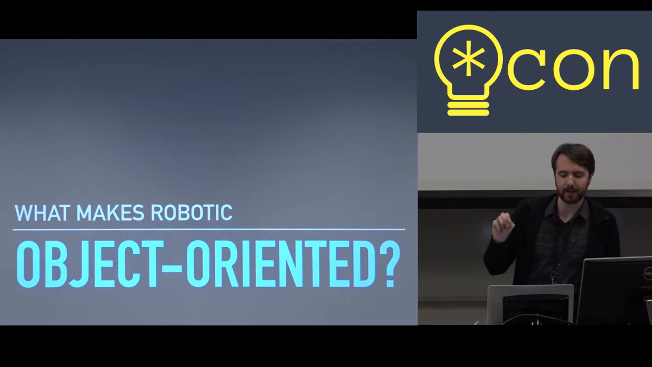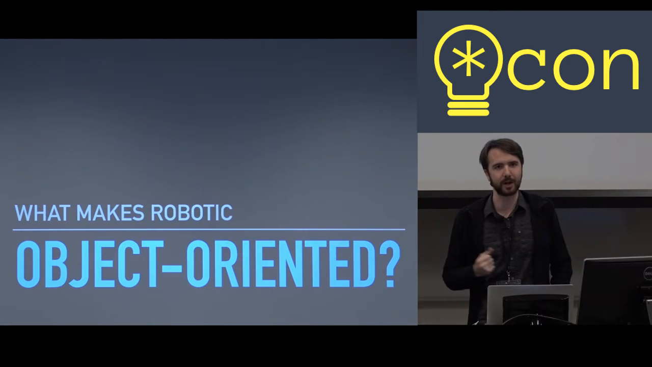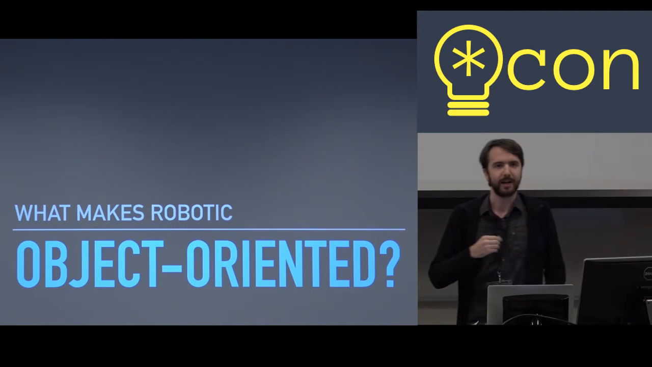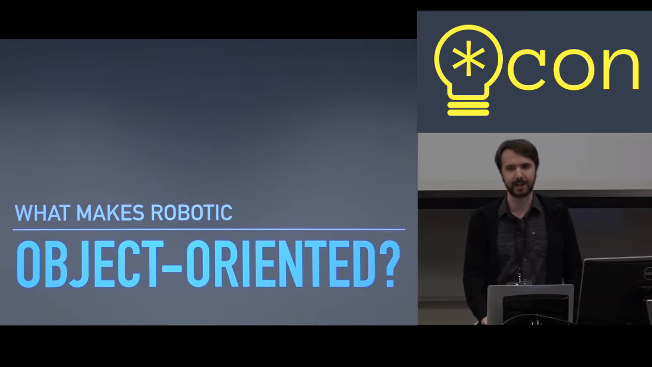Now, robotic also claims to be an object-oriented language in its documentation, but from the samples we've seen, there's no instances of classes, there's no inheritance that we're used to seeing. So let's investigate what this means.